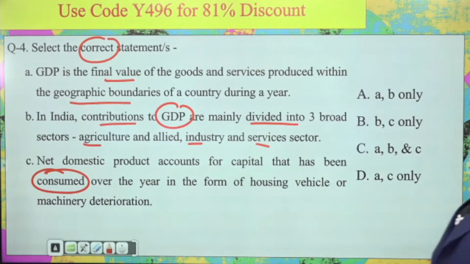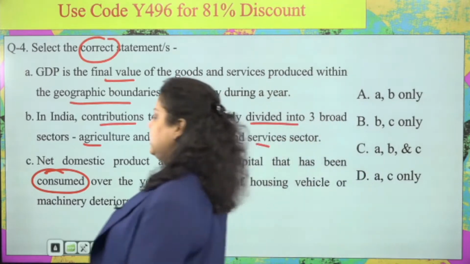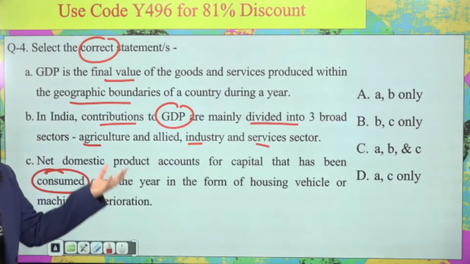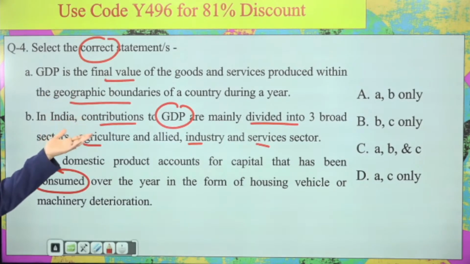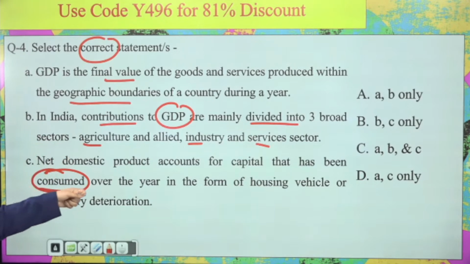Okay, so the right answer here will be: the first is correct. Obviously, the GDP is the money value of all final goods and services we have produced within the geographical boundary. Second one is also correct, that it contributes to GDP mainly through the three sectors: agriculture, services and secondary. Third is also correct, because the capital that has been consumed is talking about depreciation. The value that you have consumed is known as your depreciation.